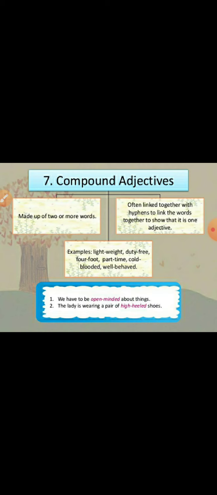So here are these compound adjectives, which are usually made up of 2 or more words, and that is why they are called compound adjectives. I'm sure you know about compound words, words which are made up of two or more words. So this is the case with compound adjectives as well. We use a hyphen and we put them together and we use them in different sentences. For example, we have to be open-minded about things, or the lady is wearing a pair of high-heeled shoes. ठीक है?